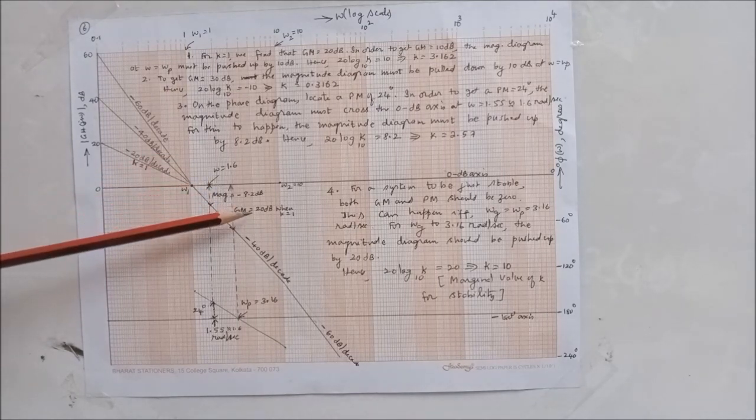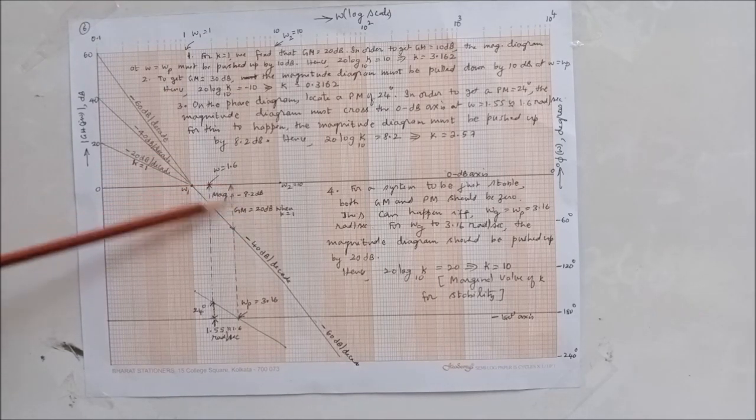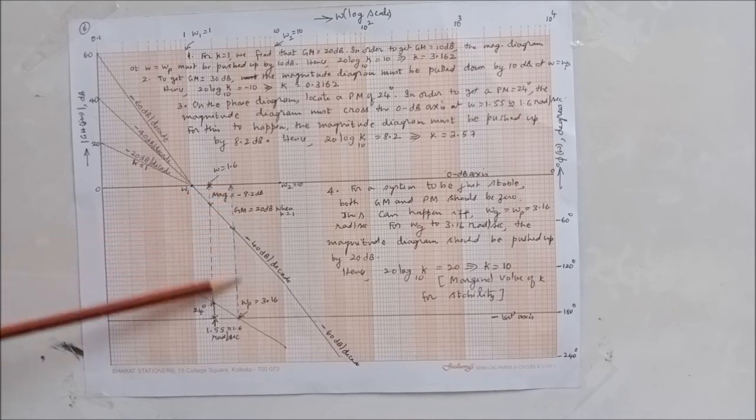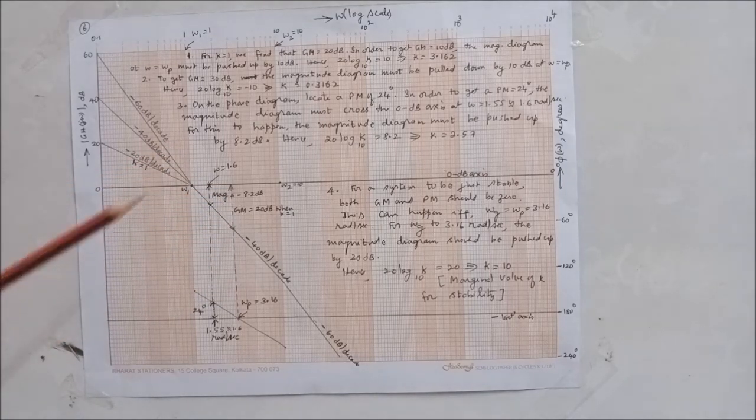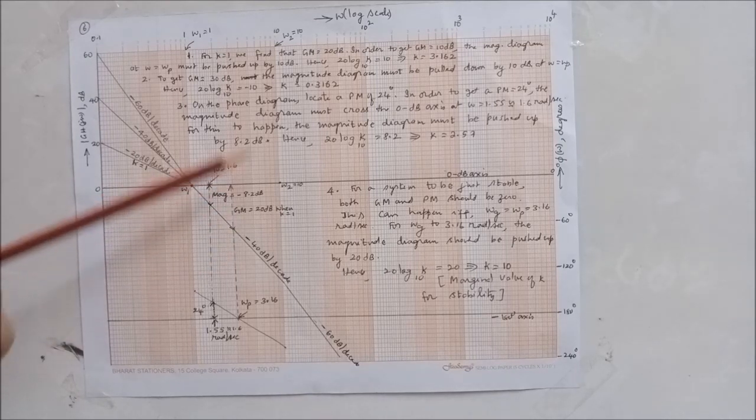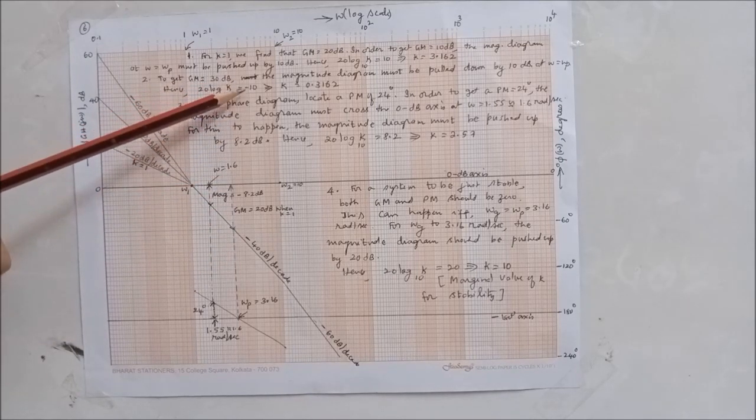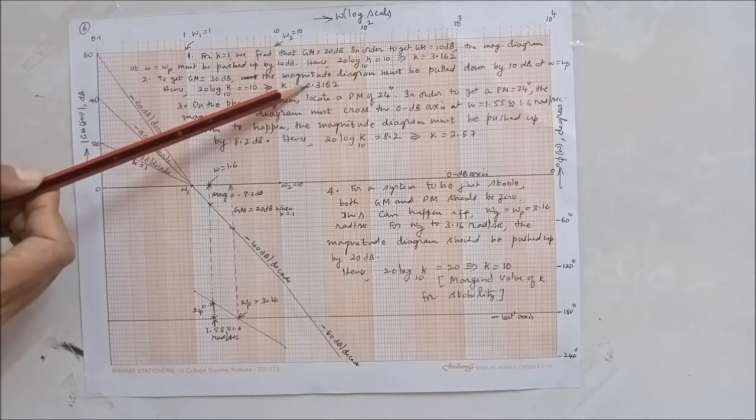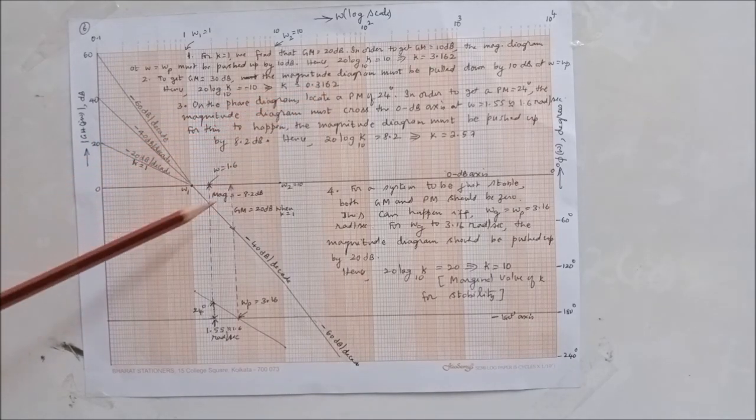Second part, if you want to make this 20 dB, 30 dB, magnitude diagram should be pulled down by 10 dB. When you pull it down, the decibel value must be given a negative sign. When you pull it down by 10 dB, it means 20 log k to base 10 equals minus 10, which implies k is equal to 0.316.